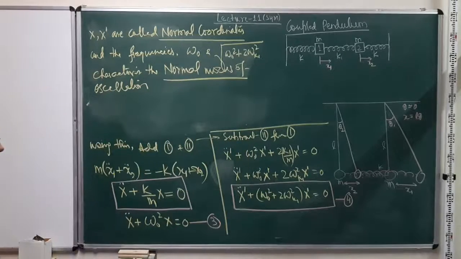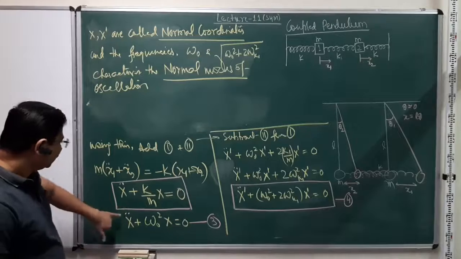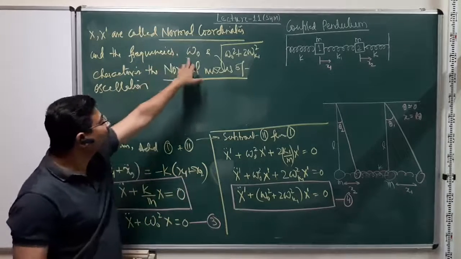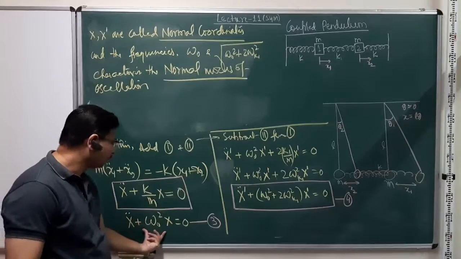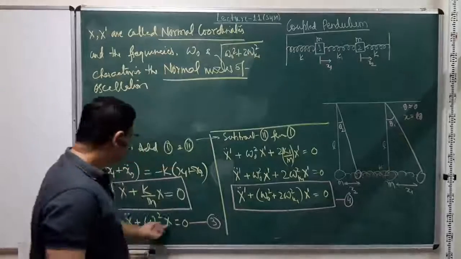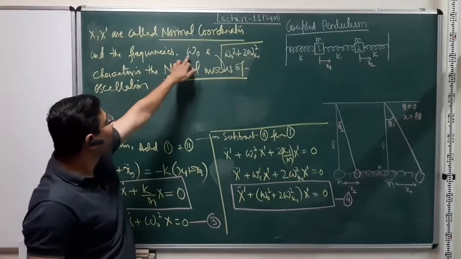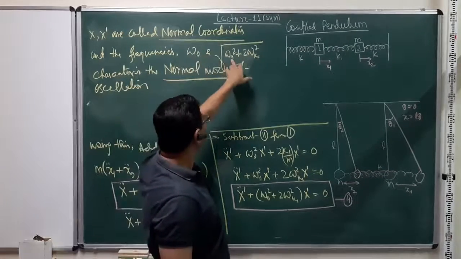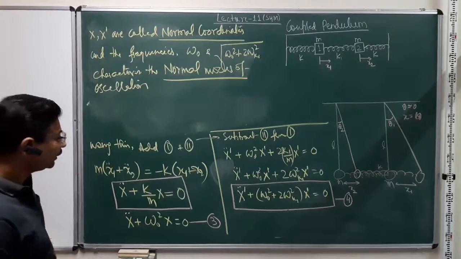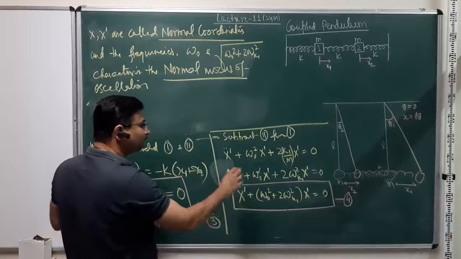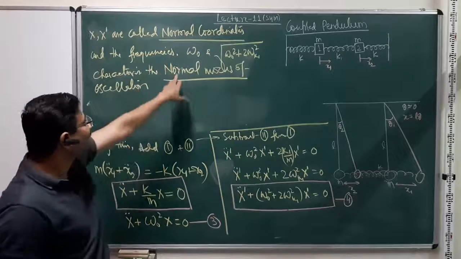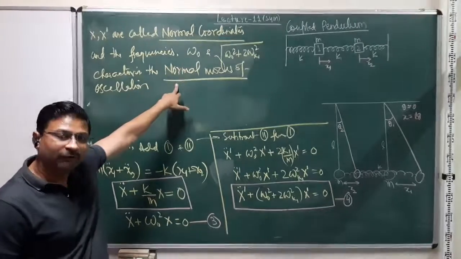And why are they called normal modes of oscillation? Because, as you can see here, the normal coordinates x and x prime are making oscillations. This is the equation of motion for a simple harmonic oscillator. This is also the equation of motion for a simple harmonic oscillator. But they both are oscillating now with frequencies omega naught and square root of omega naught square plus 2 omega k square. So these two are the natural frequencies of these normal coordinates, and they describe the normal modes of oscillation.